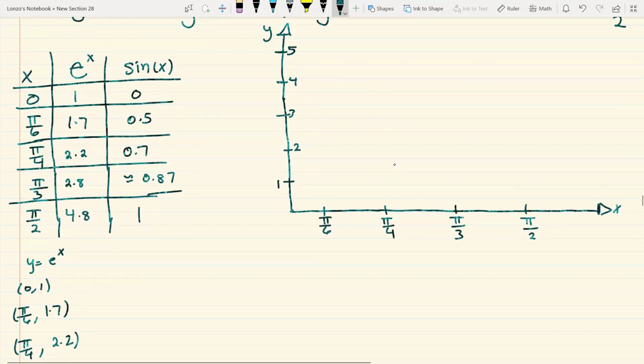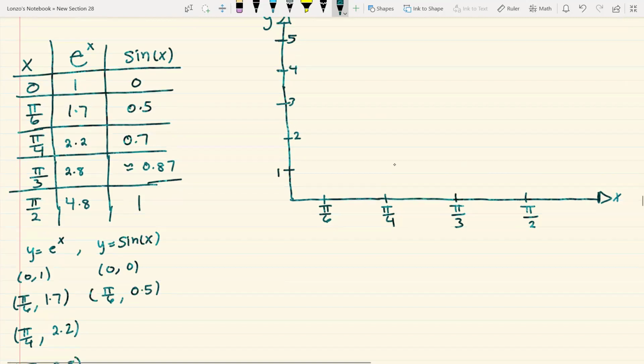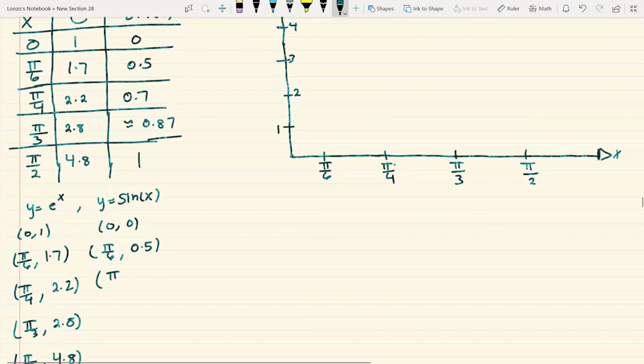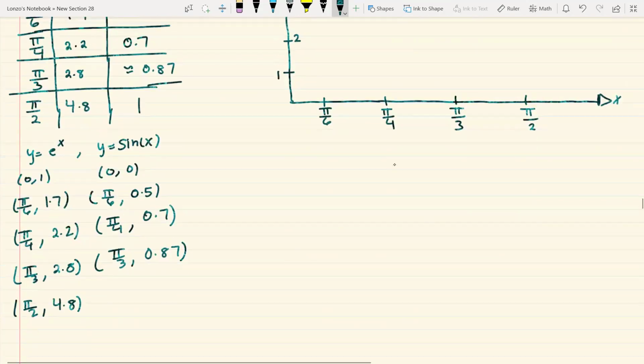And then the other graph is y equals sin of x. So you have 0, 0, 5/6, 0.5, 5/4, 0.7, 5/3, 0.87, and then 5/2.